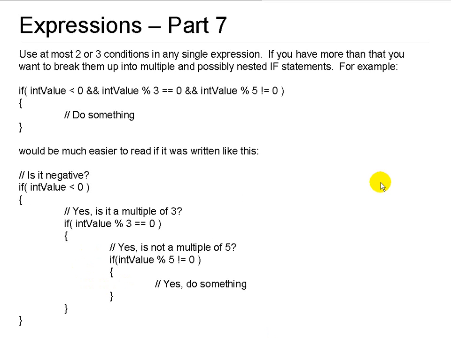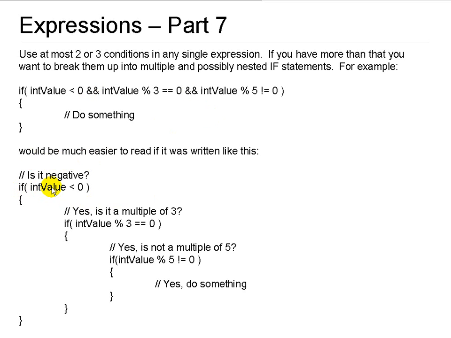If you have more than that, you want to break them up by dividing them into multiple and possibly nested if statements. For example, let's look at this. We have 1 condition, 2 conditions, 3 conditions linked together with the logical operator and. That gets hard to read. So it would be much easier written if it was like this.